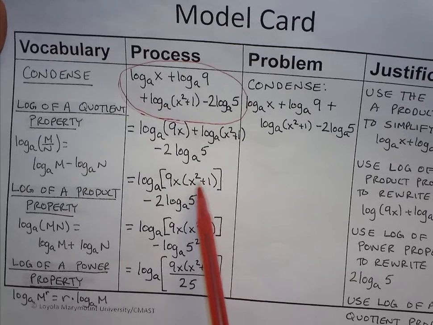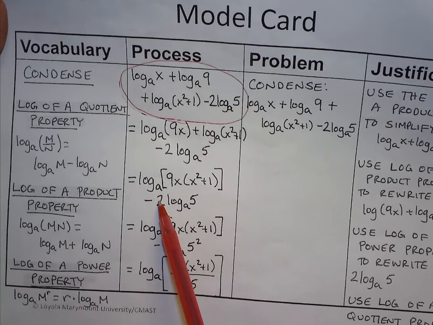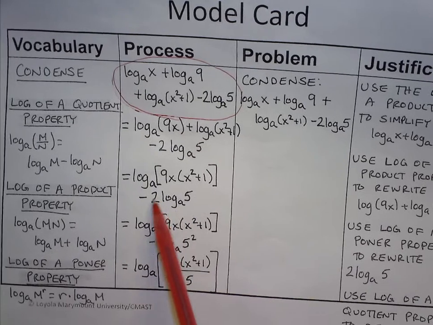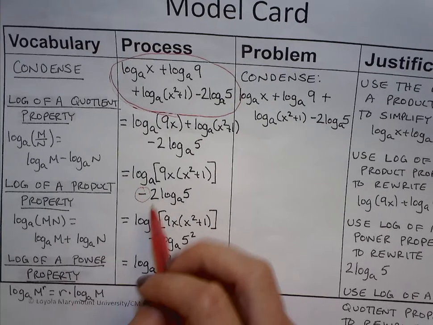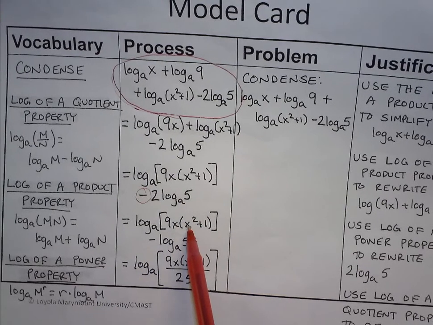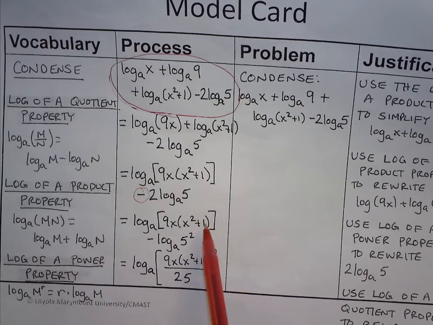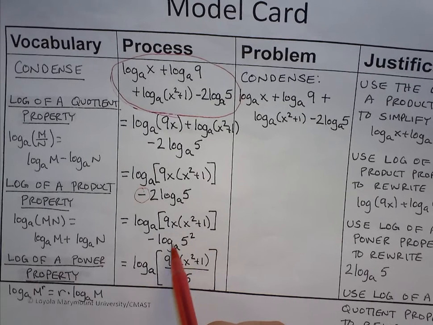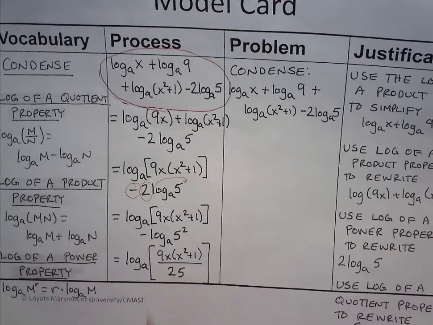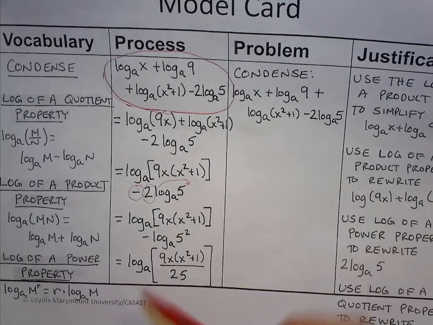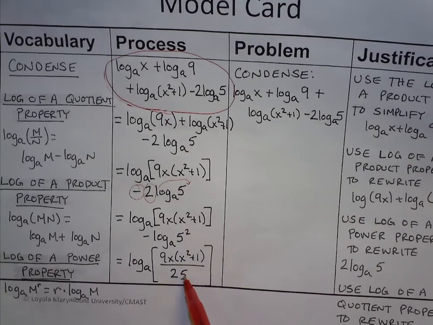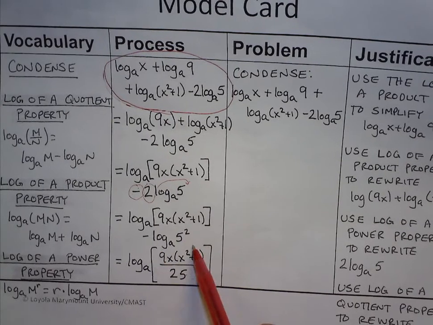My last part, I have this log minus 2 log of base a 5. Since I am subtracting the logs here now, that means I'm going to divide. So I'm going to divide the 9x times the quantity x squared plus 1 by the log of base a 5 squared. So in this step, I actually brought that 2 up as an exponent. We're working backwards now to scrunch it up as much as possible. So 5 squared I know is 25, so I put that as my denominator because I was subtracting, so I want to divide by 25.